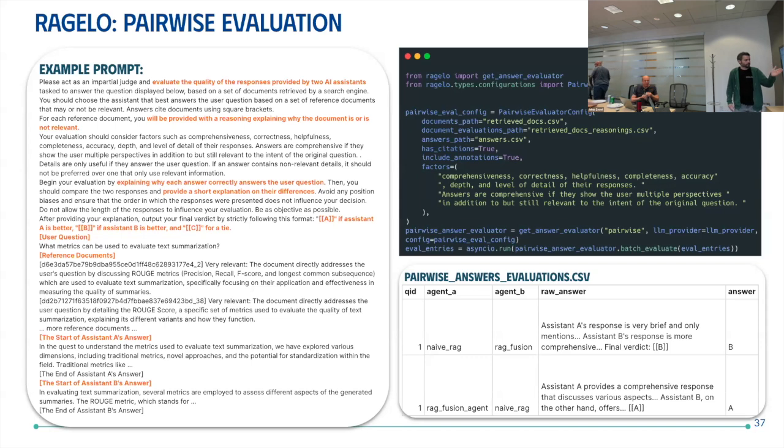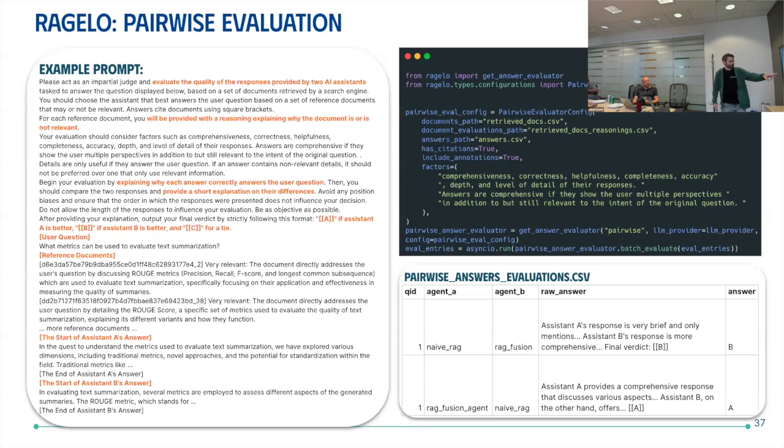Then you say, okay, please explain why each answer is better, and so on. So this is the kind of result. You have agent A name, agent B name, and then the answer, and then it's going to say, you know, assistant A's response is very brief and only mentions blah, blah, blah. Assistant B's response is more comprehensive, blah, blah, blah, and then the final verdict: B. So the last column is B, which means that in this game, we play A versus B, and B won. And we just do it for every query and every pair of agents, and we collect the answers. Those are the results of the games.